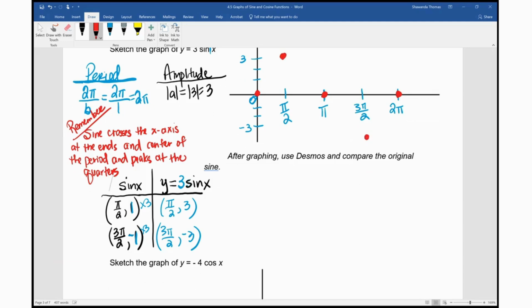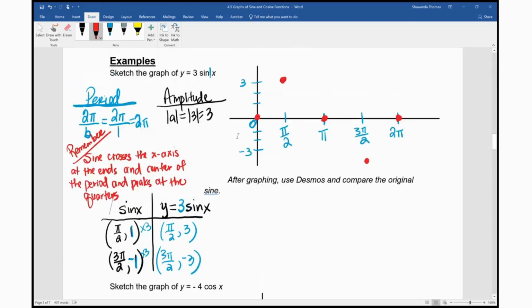Now, I don't know how accurate my graphs are going to be, but I'm trying my best to curve it like it's supposed to. That wasn't that bad. All right, again, this goes on forever and ever in both directions.